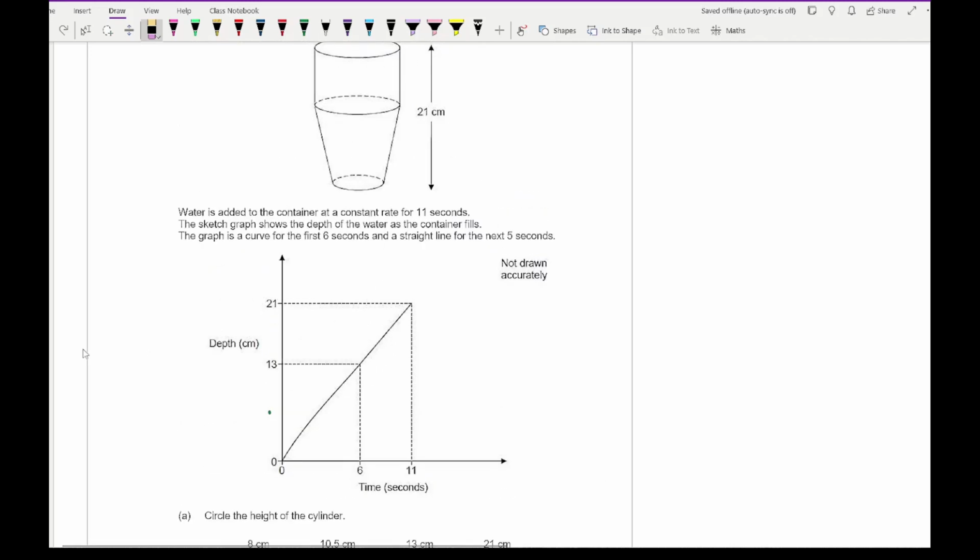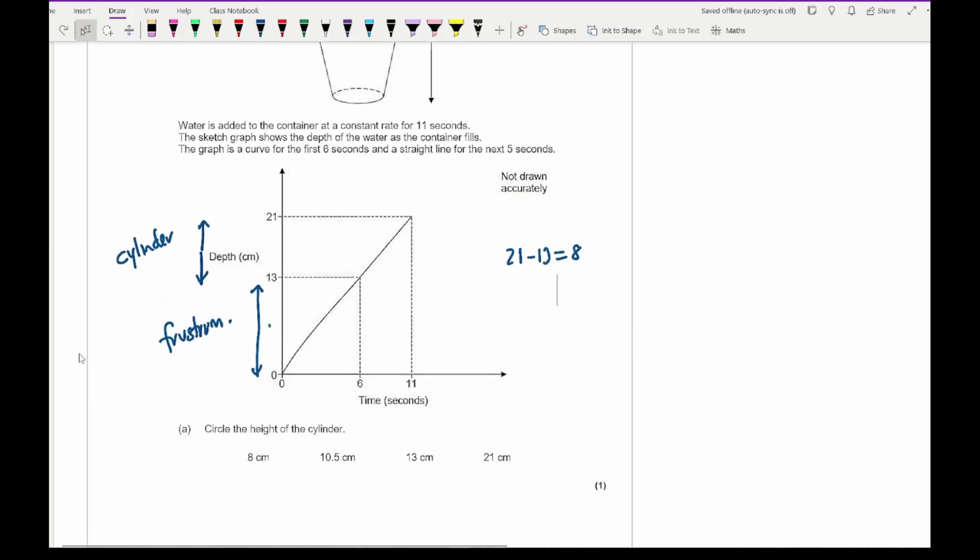Now if we look at the actual container, you can see that it's a frustum first, then the cylinder. So this bit here is the frustum, and this bit here is the cylinder. So then the height is going to be 21, take away 13, which is 8, which is my first option.